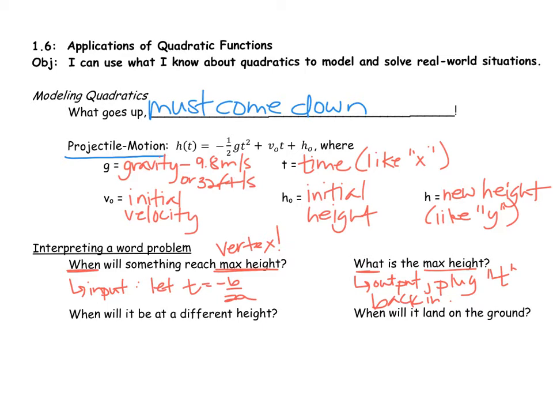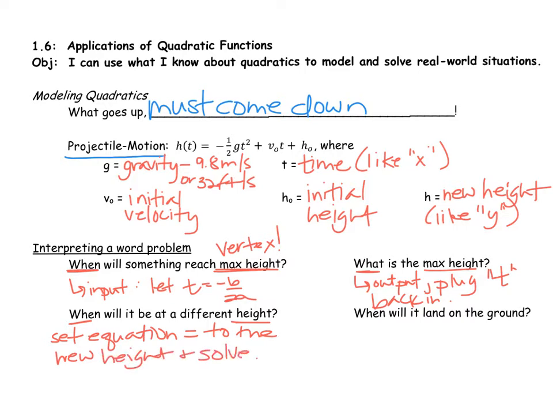If it says when will the projectile be at a different height from where it started, well, now we have to do a little bit of different work. So it says when will it be at a different height, we're still solving for t. We're going to set the equation equal to that new height. And then we'd have to solve. And when we solve, we have to either factor or do quadratic formula. So these will be a little bit more challenging.